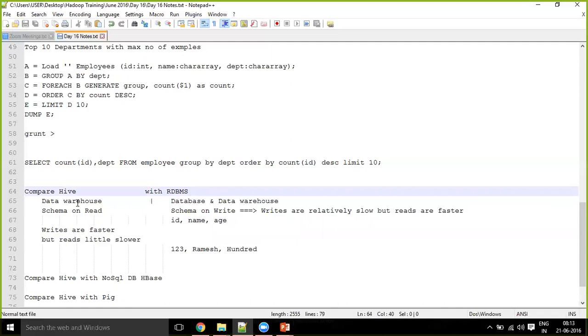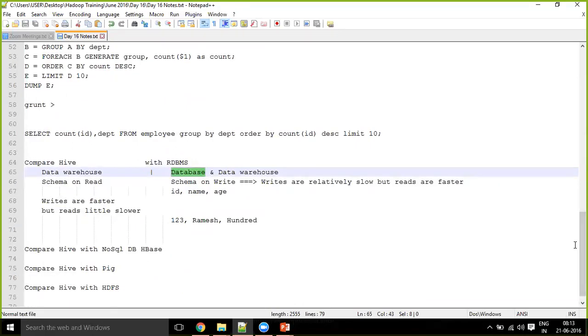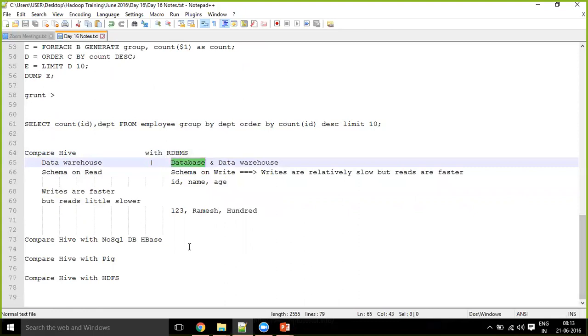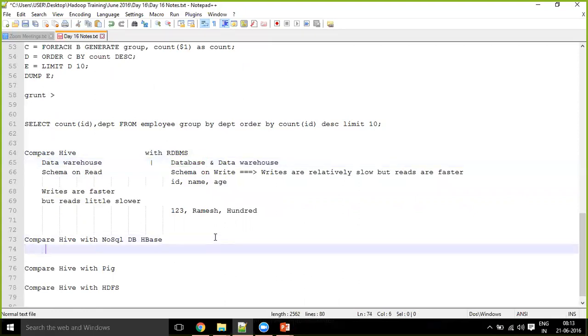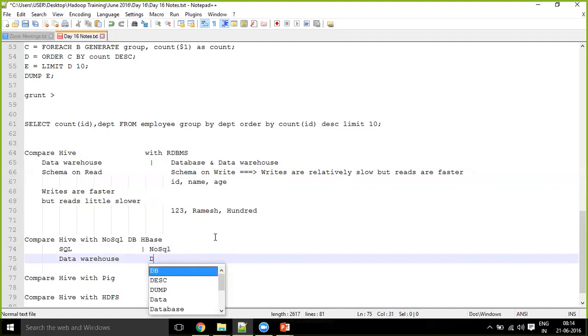Since this is a data warehouse and this is a database, all the other differences that I noted down above hold good here again. Now coming to HBase and Hive, in simple terms, this is SQL and this is NoSQL. This is another difference. And this is a data warehouse and this is a database.